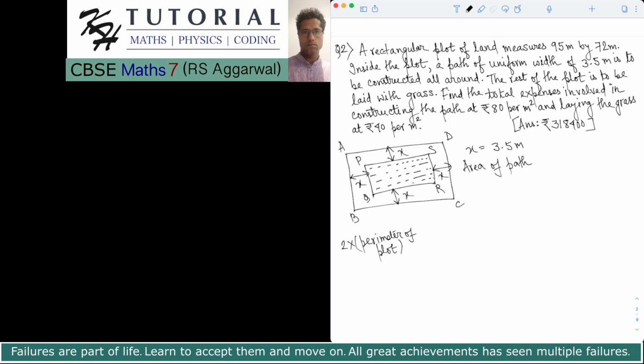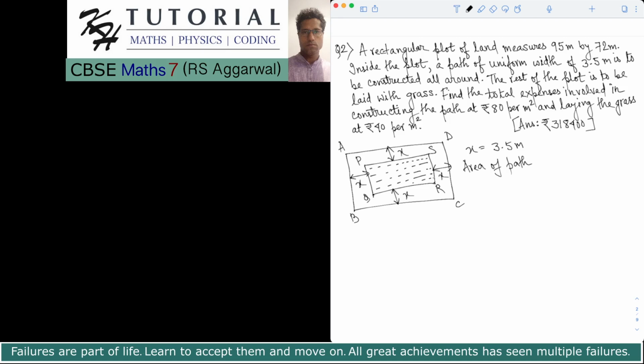Let me apply this formula for this problem. You can apply the formula if you are solving any problem in any competitive examination, but in your school exam, it is better you manually do the calculation of the area. That is, the area of the rectangle ABCD minus the area of the rectangle PQRS will be the area of the path.